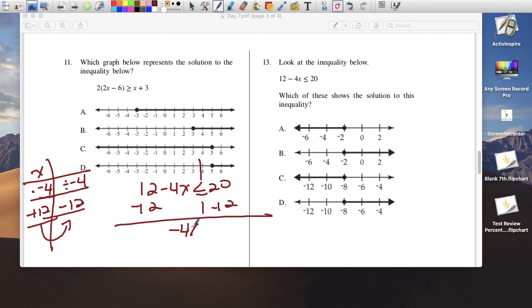So negative 4x, because these two go to 0. 20 minus 12 is 8. Divide by negative 4, right? It says divide by negative 4. And x is greater or equal, and again, I switch signs because I'm dividing by a negative, to negative 2. Is there anyone that looks like that? So 2 and points that way. Good. That's B.